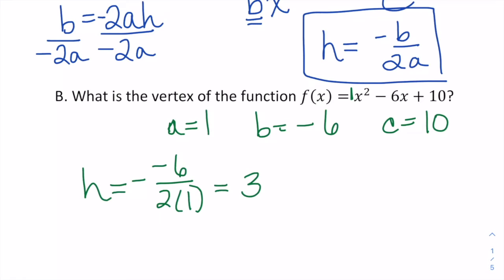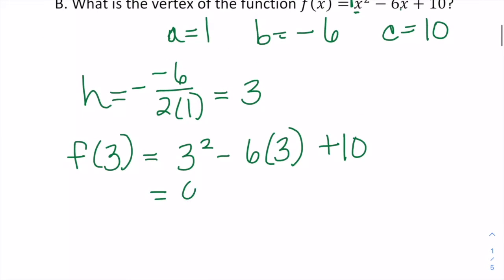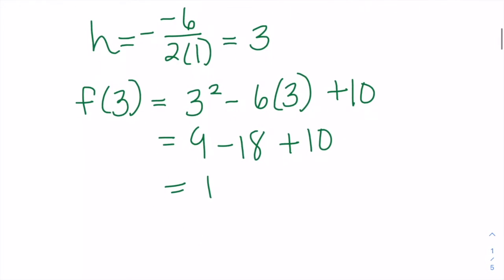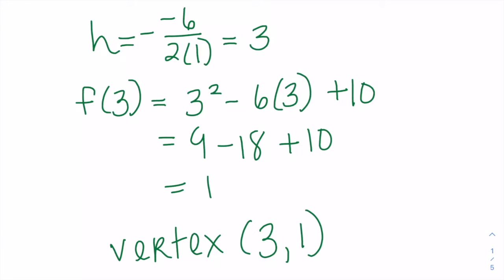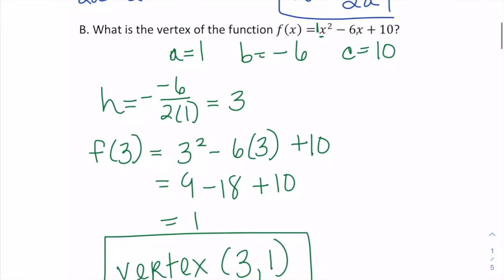Now, if I plug 3 back into the equation, I'll get the y value. So 3 squared minus 6 times 3. I'm just substituting that 3 wherever I see the x, plus 10. So that's really going to be 9 minus 18 plus 10, which is 1. So our vertex is going to be 3, 1. The 3 is the h value that we found with negative b over 2a, and the 1 is the y, also known as the k, and we found that by plugging in our x.